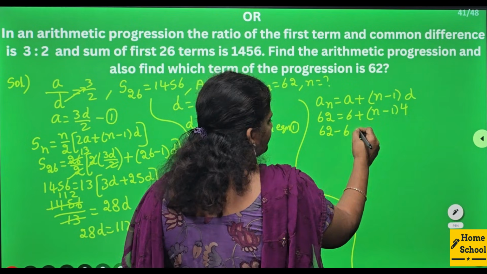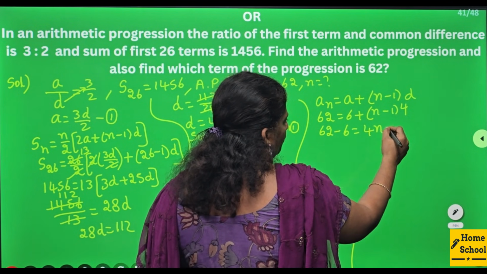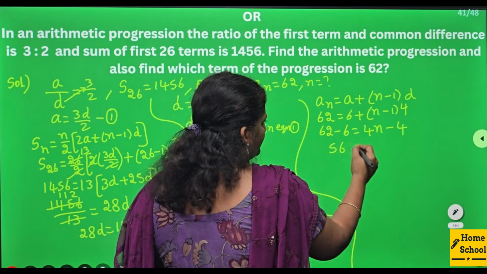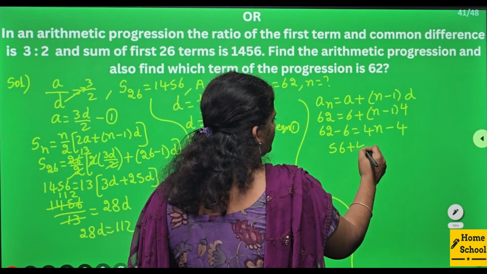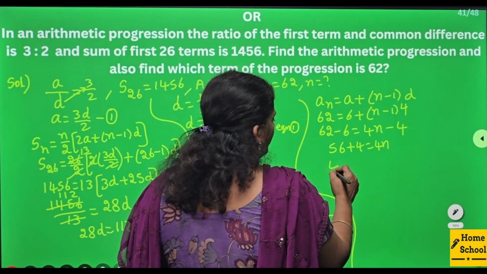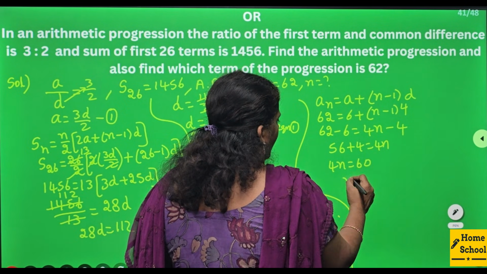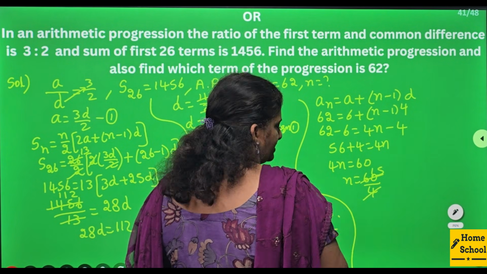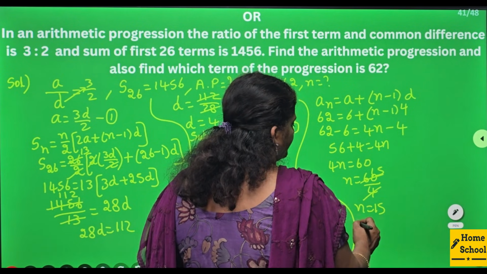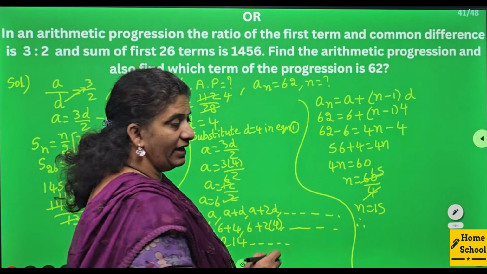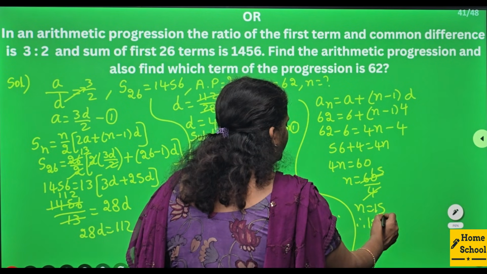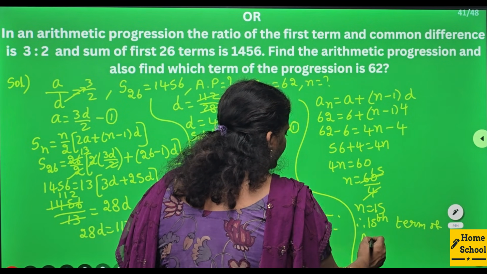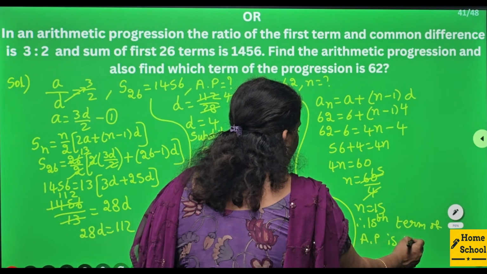62 minus 6 is equal to 4 into n minus 4. 62 minus 6 will be 56. Minus 4 bring this side, plus 4 is equal to 4n. 4n is equal to 60. n is equal to 60 by 4. 4 ones are 4, 4 fives are 20. Therefore, the n value we got is 15. Therefore, the 15th term of the arithmetic progression is 62.